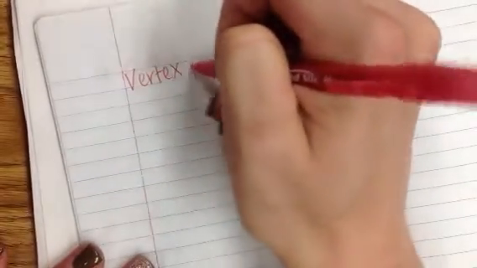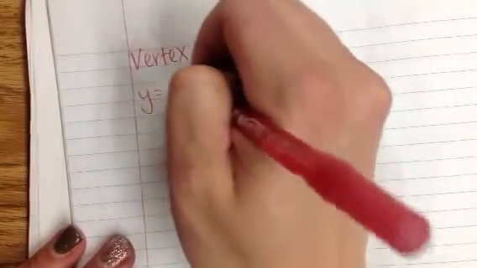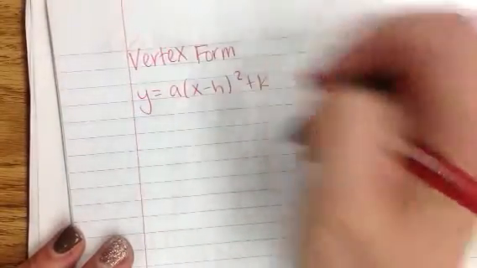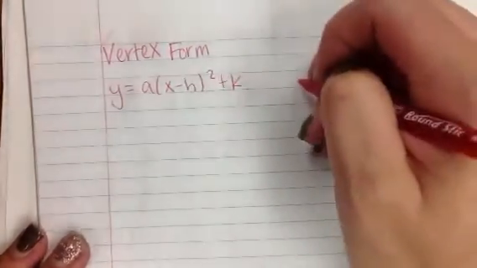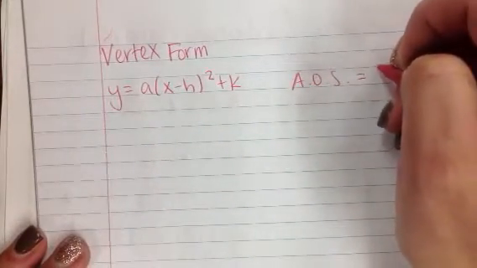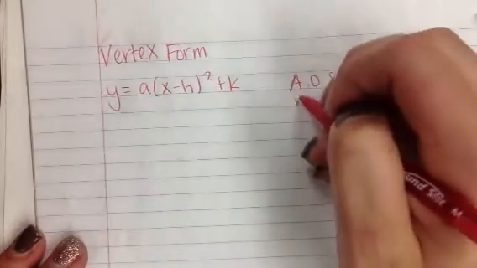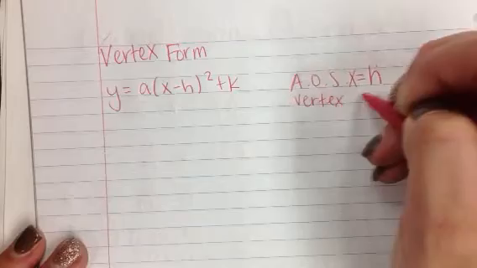The next form that we have is vertex form. This equation is y equals a times x minus h squared plus k, where my axis of symmetry is equal to h, and my vertex is h comma k.